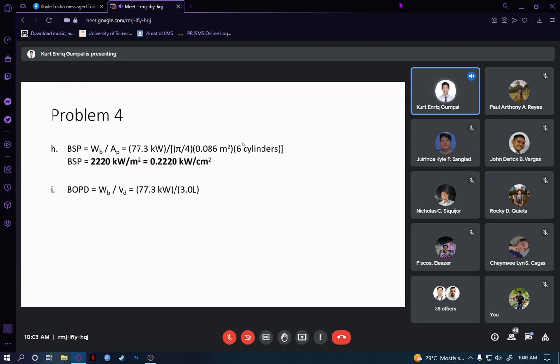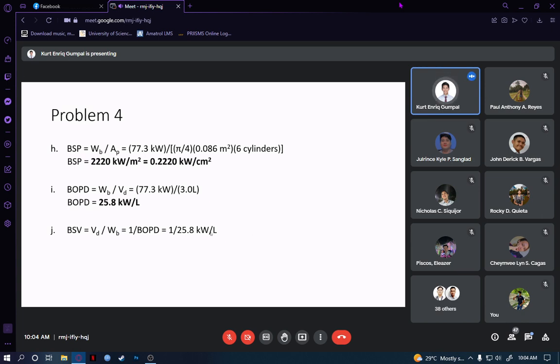And then we have your BOPD. What is your BOPD? Your BOPD is your brake output per displacement. If we have brake specific power in terms of area, now we have brake output per displacement. So what is this? Again, you use the 77.3 and divide it by your 3.0 liters. Very direct. If your brake power is wrong, you will be wrong when you get here.